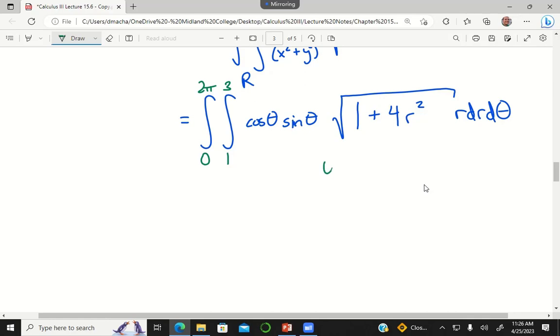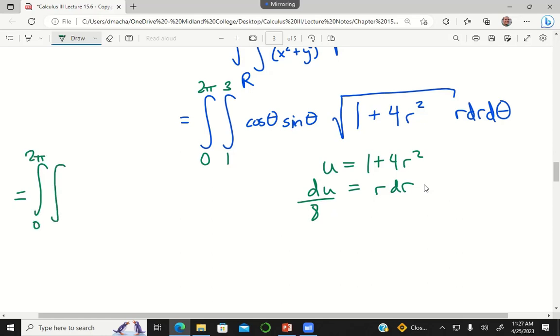So now, Gabriel, what's my u sub? U equals 1 plus 4x squared. Yeah. So then du is equal to that r here. So with the u sub, we have integral 0 to 2 pi of integral from, what's my lower bound? Oh, no, it's 5. And upper bound, 37. Yeah, you're right, my bad.